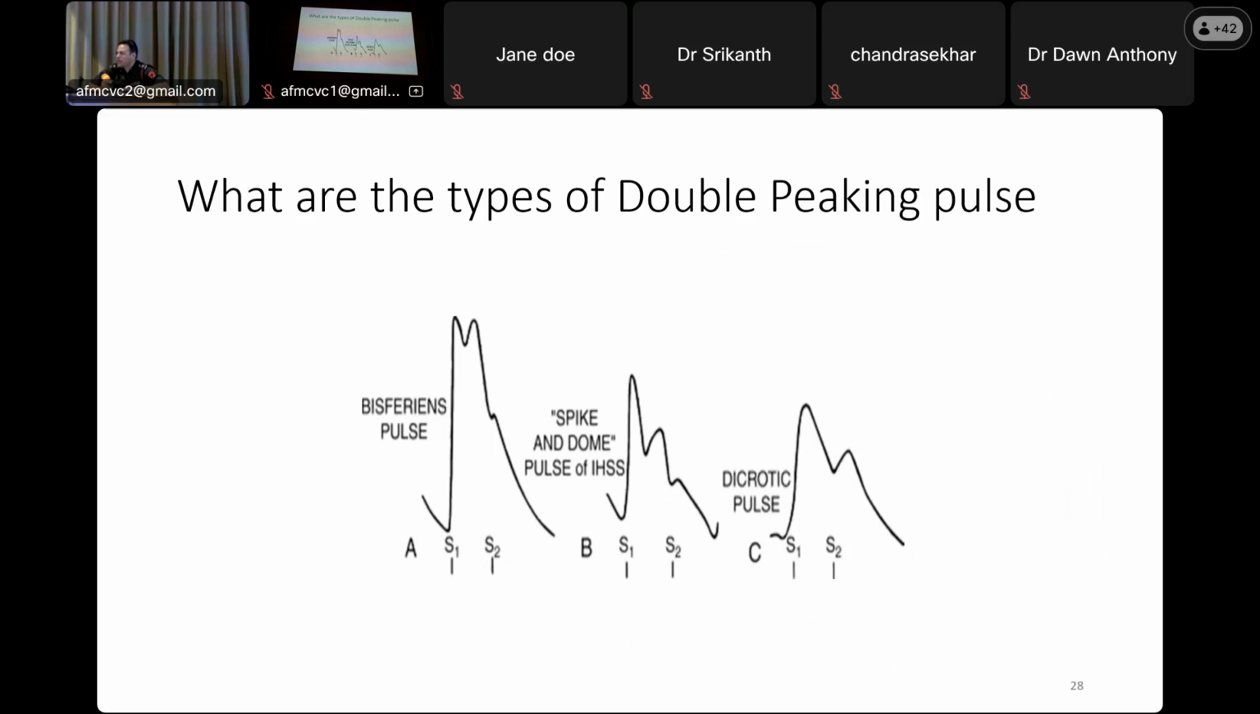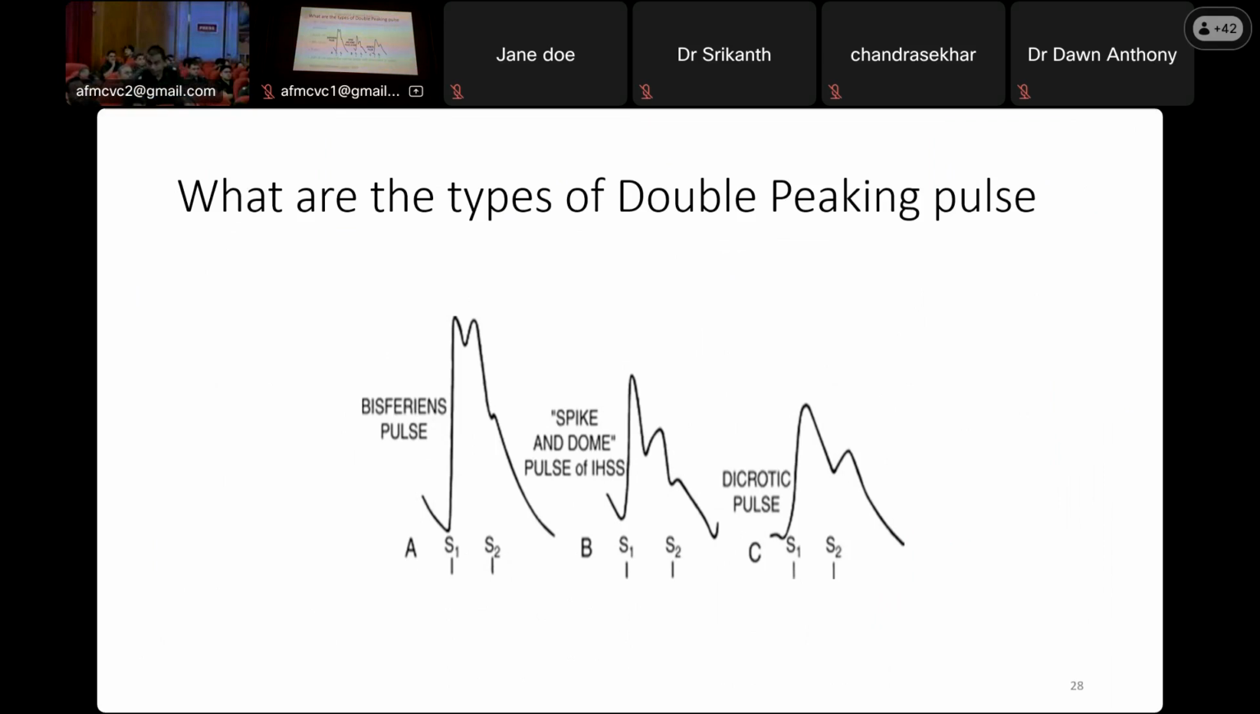Dr. Tiwari, where do we see dicrotic pulse? Like cardiac failure, sir. Yeah, heart failure. Any other cause? Basically, fever, sepsis, when there is peripheral vasodilation and increased cardiac output.